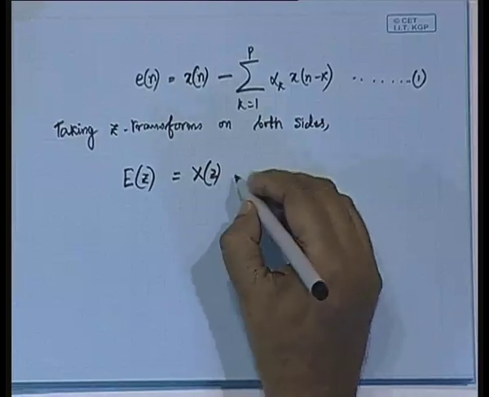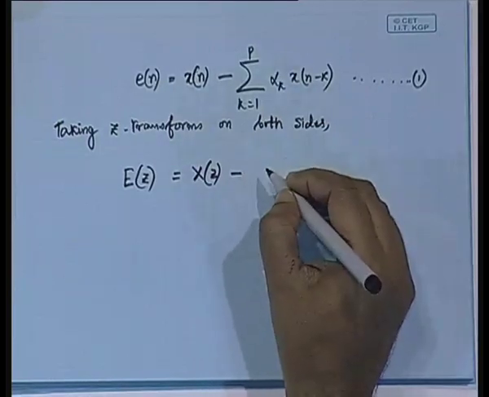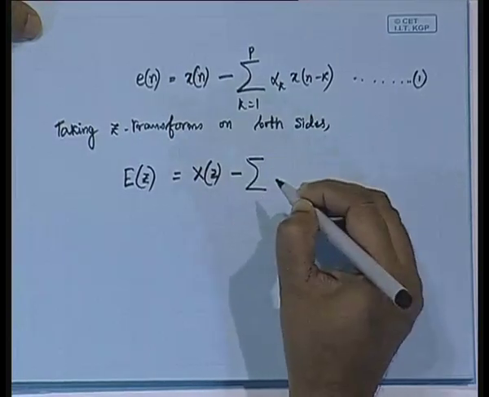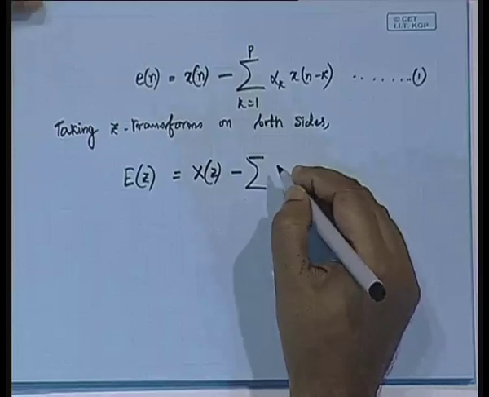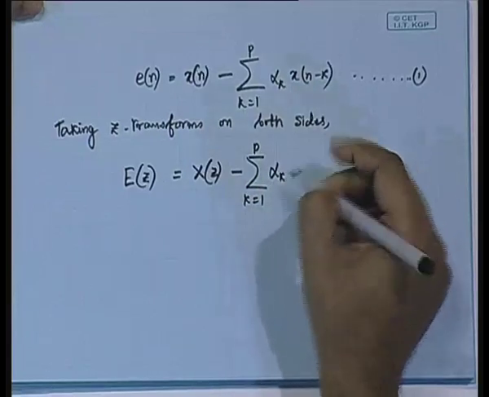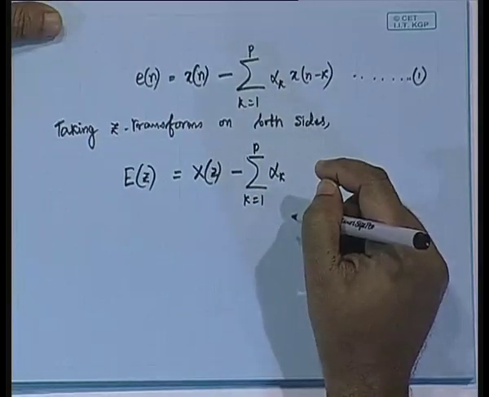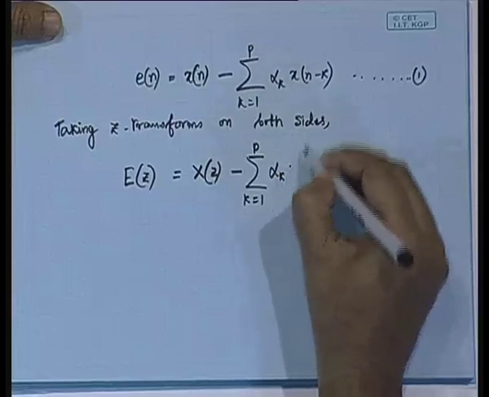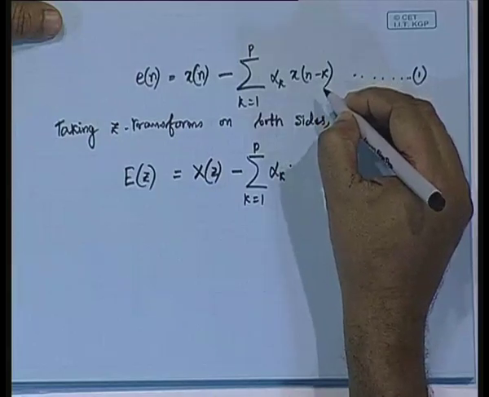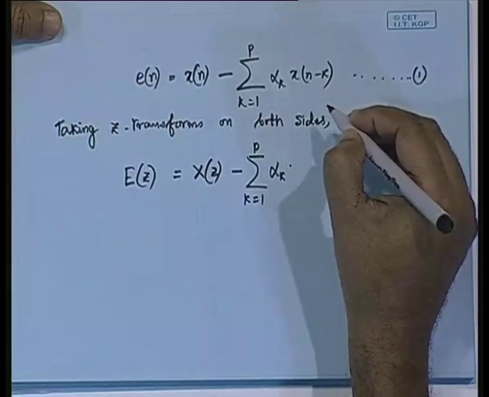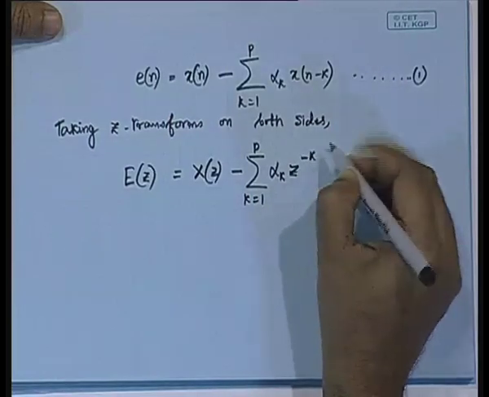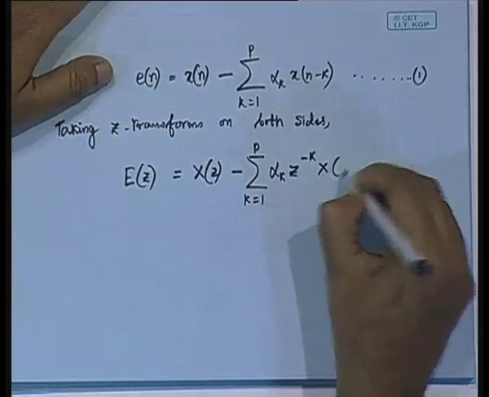And what is going to be the next term? Minus the summation remains, because the alpha k's are the individual coefficients, so the coefficients will still be retained in the Z transform. So, k is equal to 1 to p alpha k, this will remain. Because it is x of n minus k, when we take the Z transform of this, this is going to be Z to the power minus k times X of Z. So, this we write as alpha k Z to the power minus k X of Z.